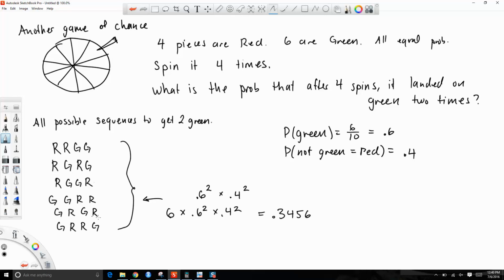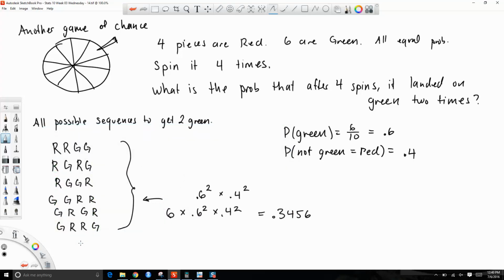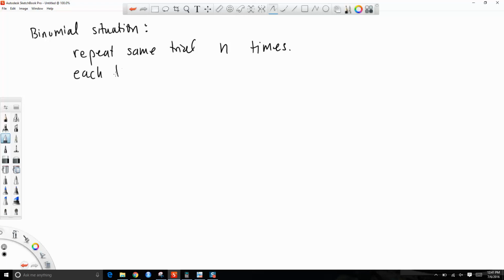Okay, so the general formula here is that when we're dealing with a binomial situation, you're going to repeat the same trial n times. So we're playing roulette 3 times, we're spinning the wheel 4 times, whatever it is. Each trial has only 2 outcomes.